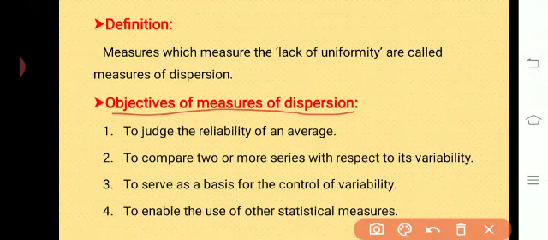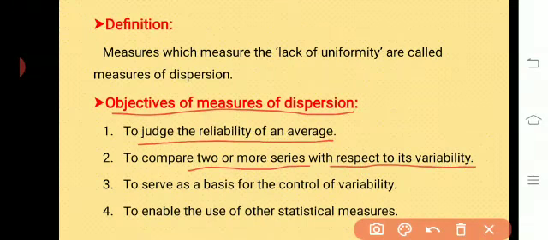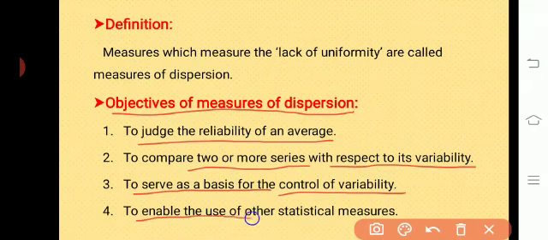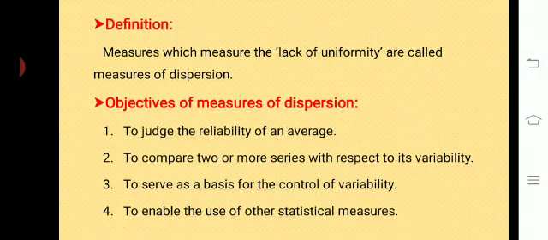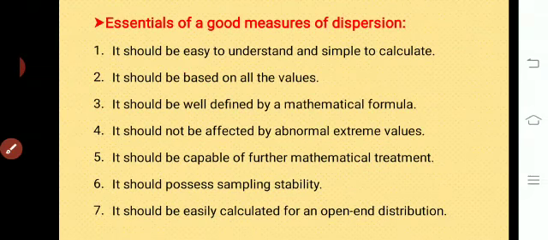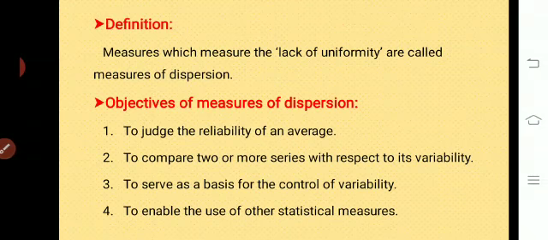First objective is to judge the reliability of an average. Whatever the measure we are going to find, it should be reliable. So to judge the reliability of an average, we are going to study the dispersion. Then to compare two or more series with respect to their variability. The next objective is to serve as a basis for the control of variability or dispersion. Then the next is to enable the use of other statistical measures. So these are some objectives of dispersion.